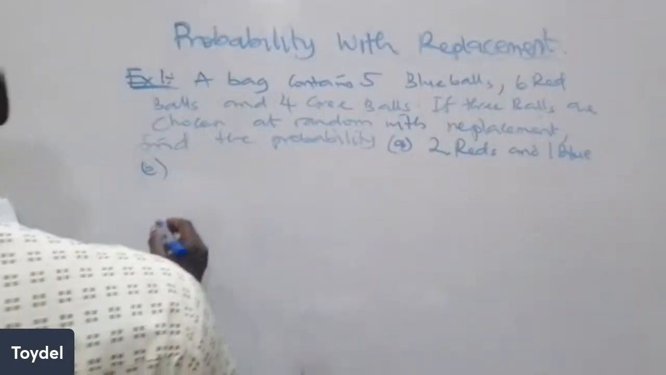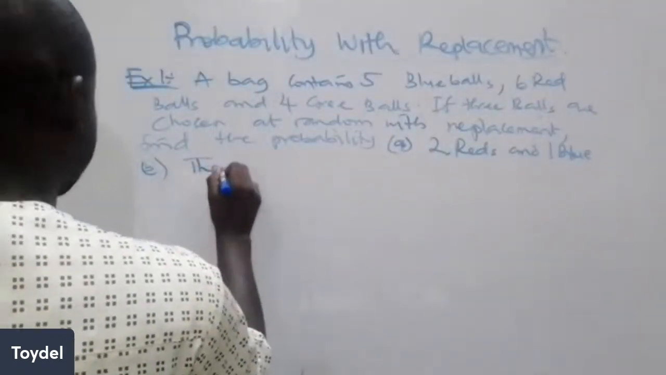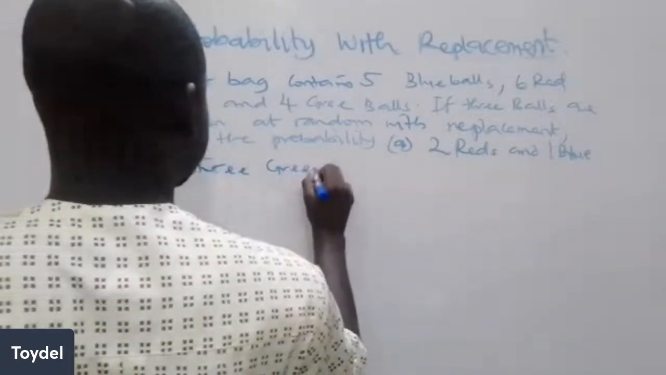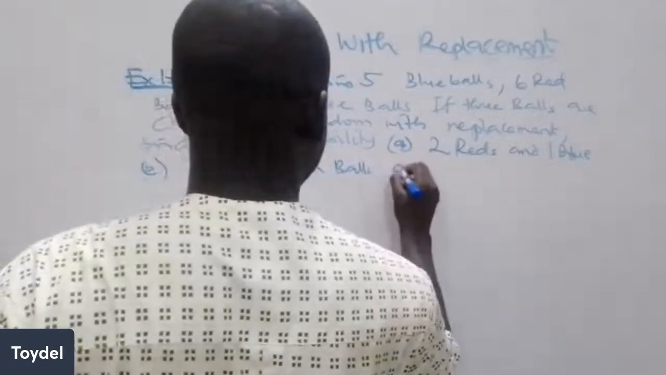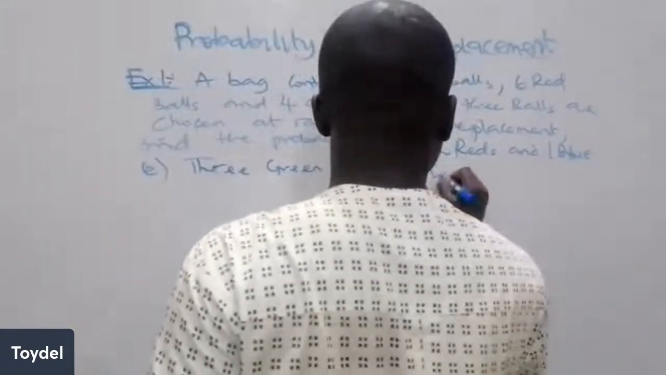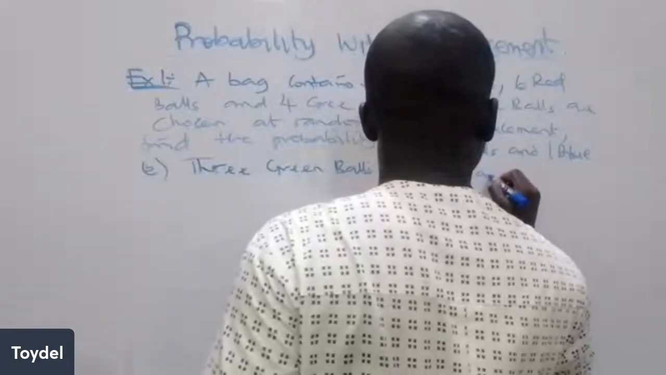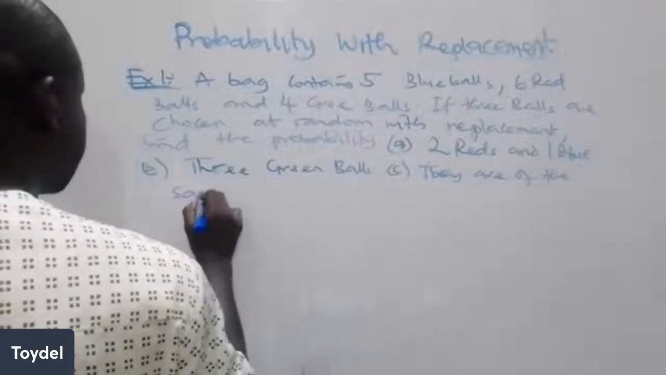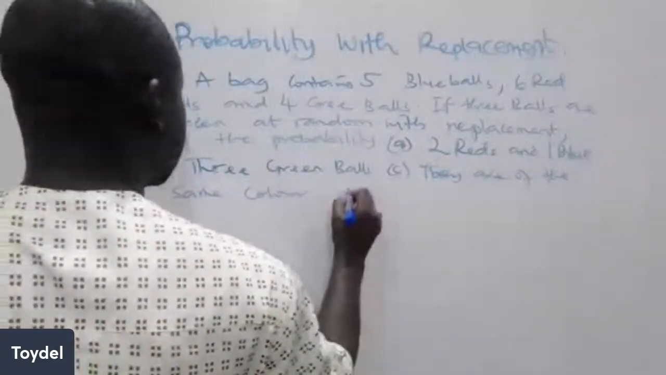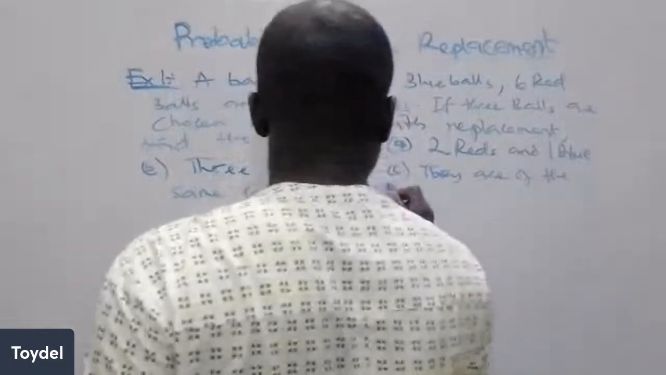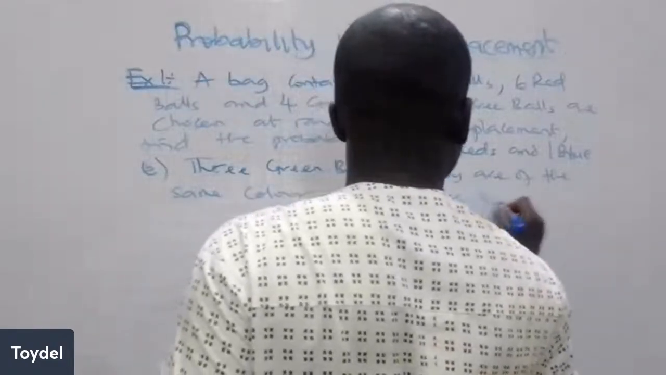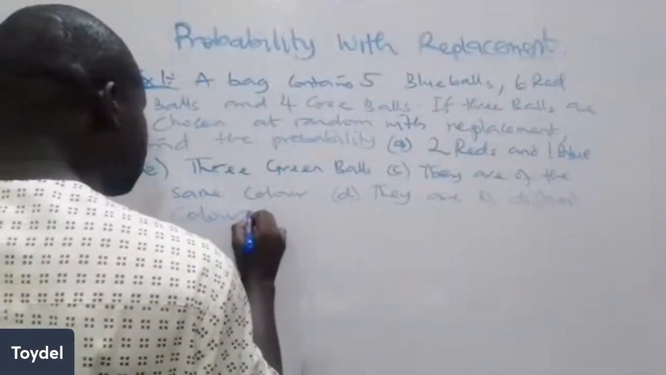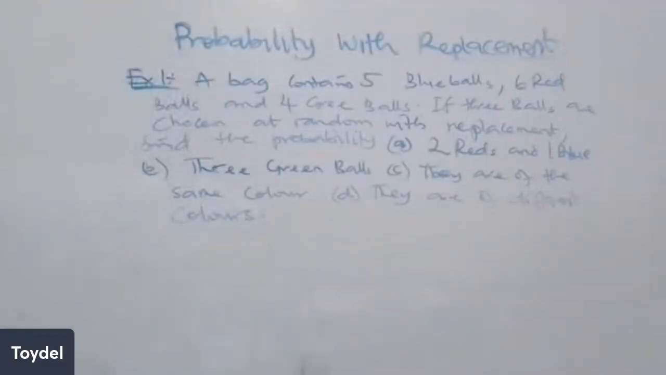The second question is that the three balls are 3 green balls. Then, that they are of the same color. The last question is that they are of different colors. So I want us to understand this question very well.